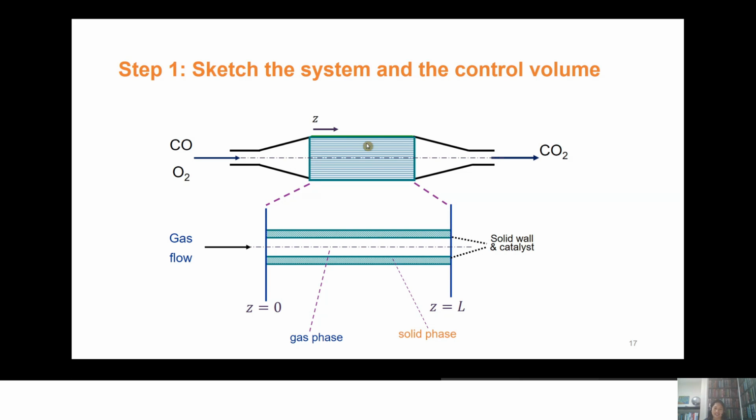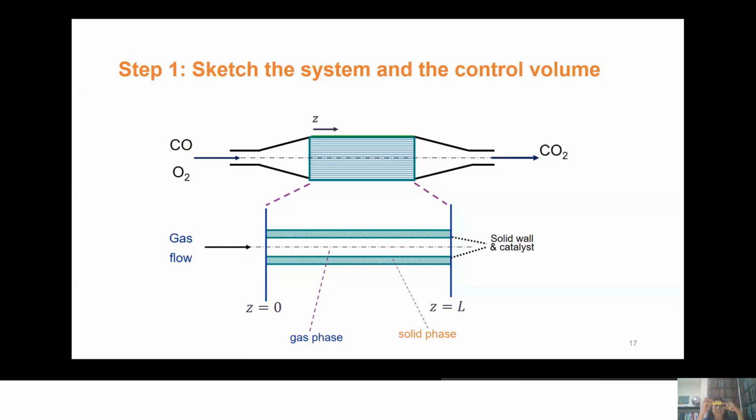Imagine that this is your monolith, and this is the view that we've seen earlier. Imagine that there are several cells here. Now we're looking at this view, with the channel running left to right. This is our inlet here.